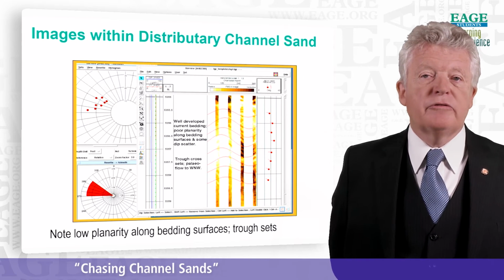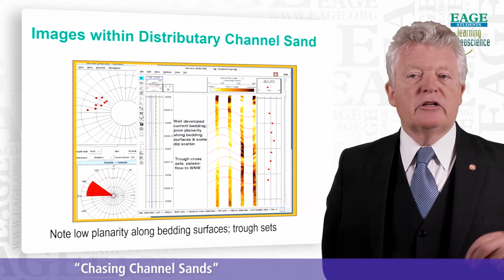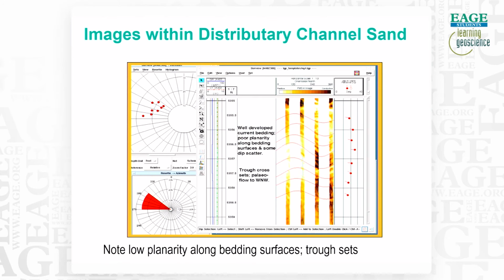When you look closer at the images, you find it actually quite difficult to match bedding surfaces all the way around the borehole, and that's because those are trough crossbeds. They're poor planarity along those bedding surfaces, very much indicative of high current regimes.